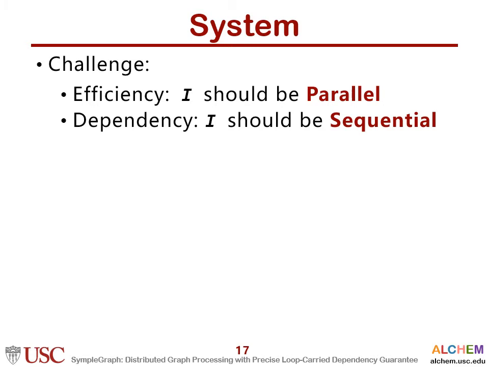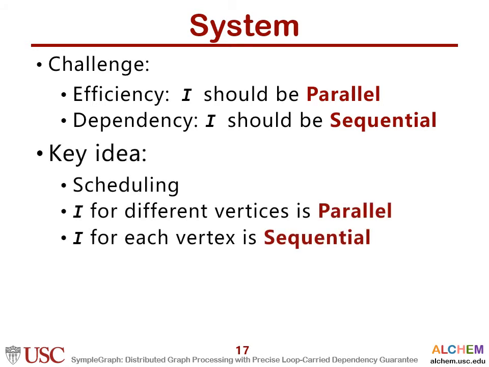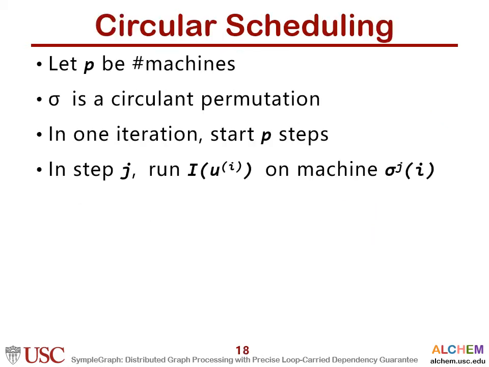So that covers the compiler part, but we have some serious challenges in the system. In previous systems, for efficiency, I should be parallel, but in order to enforce dependency, I should be sequential. The solution is that we can use scheduling: we can schedule I of different vertices to be parallel, and for each vertex, it is sequential. This is a well-known technique called circular scheduling.